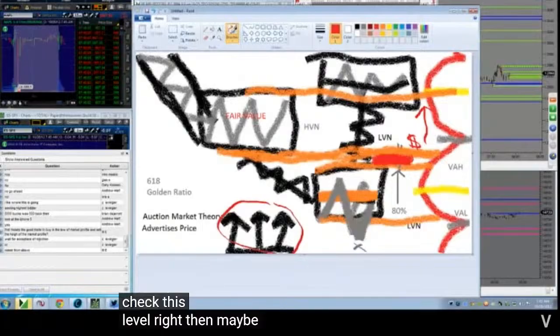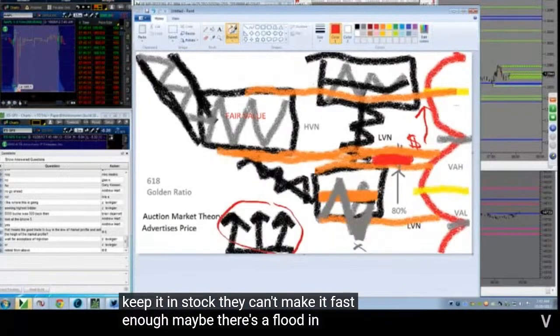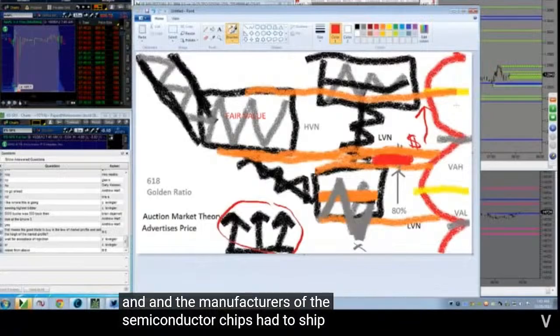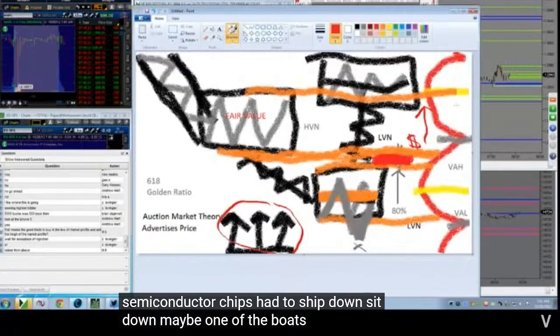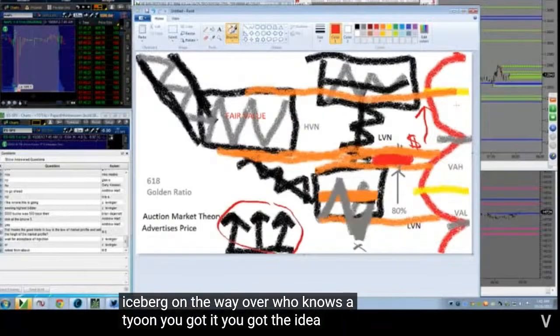Then maybe the stores will run out. Maybe they can't keep it in stock. They can't make it fast enough. Maybe there's a flood in Thailand, and the manufacturers of the semiconductor chips had to shut down. Maybe one of the boats hit an iceberg on the way over. Who knows? A typhoon. You got the idea, right?